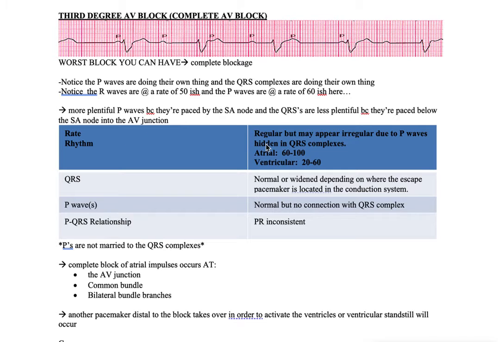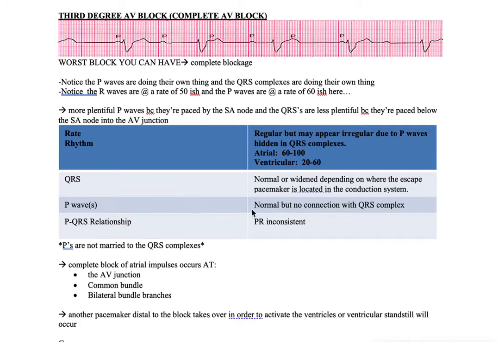So again, yes, the rate might appear regular due to the P waves that end up getting hidden in those QRS complexes, right? But everything here is uniform. Now it's just that the SA and the AV are firing differently. So we have a ventricular rate, right, of 20 to 60, which is our QRSs, and we have an atrial rate of 60 to 100, which is our P waves here.